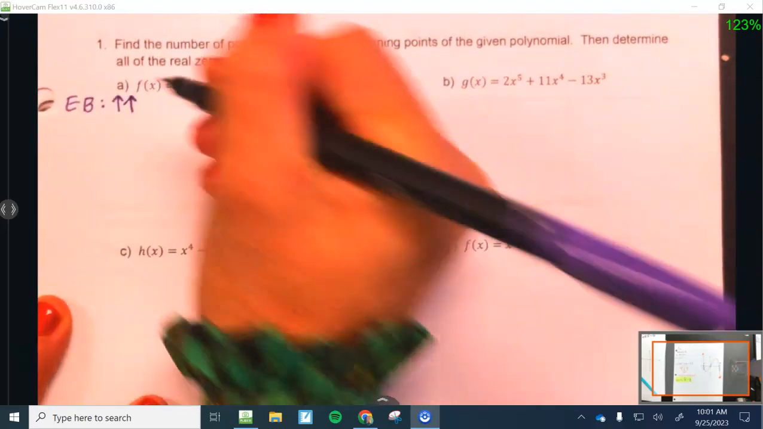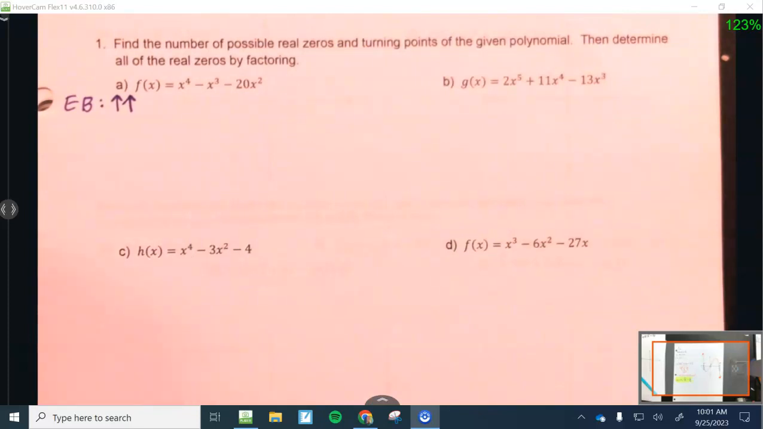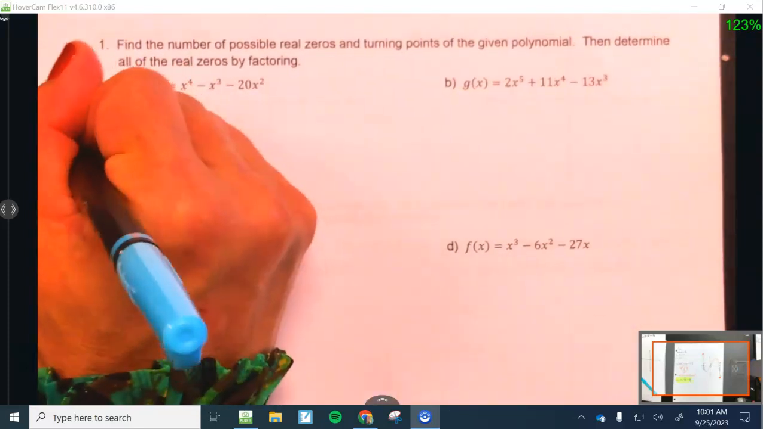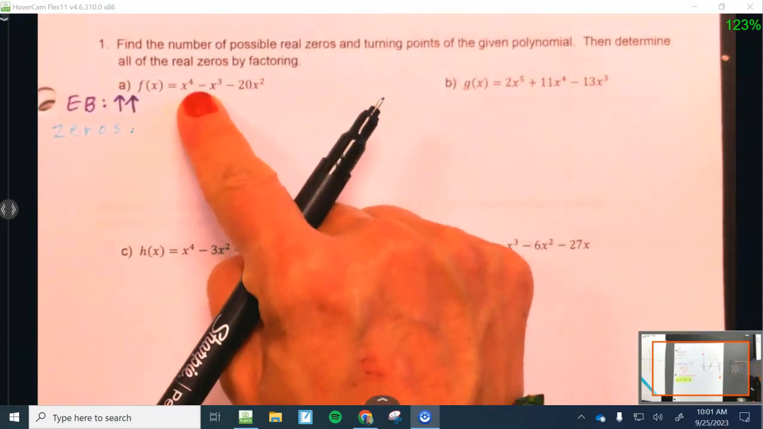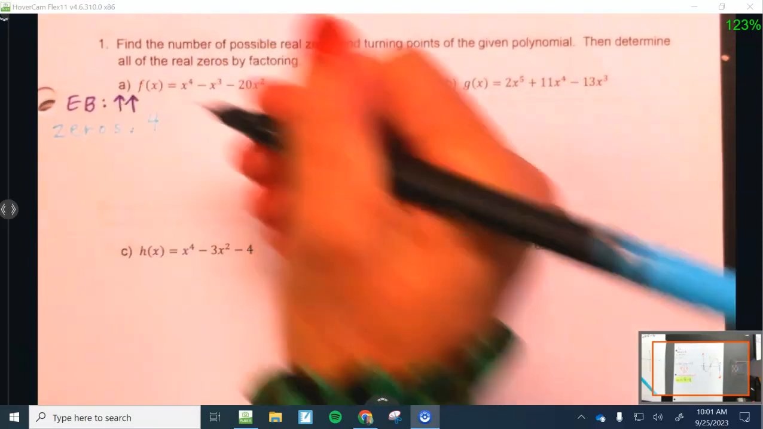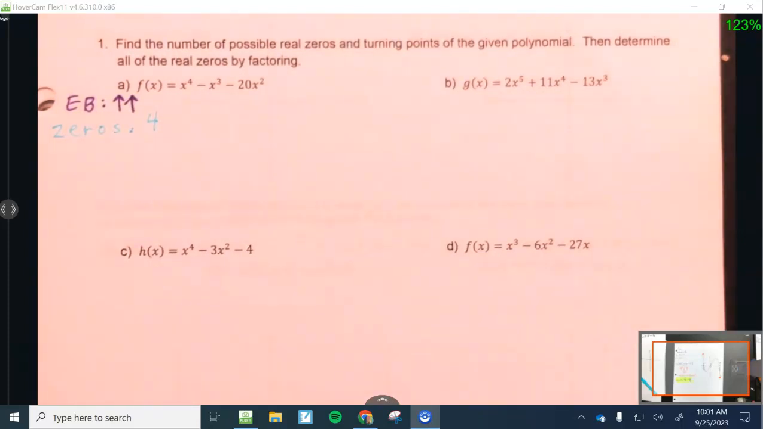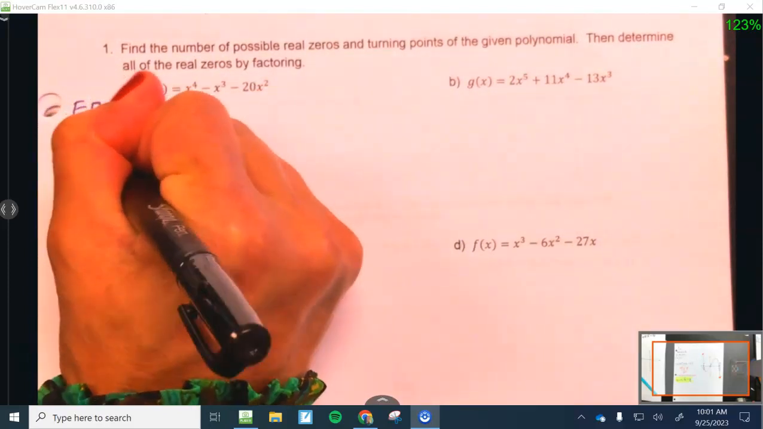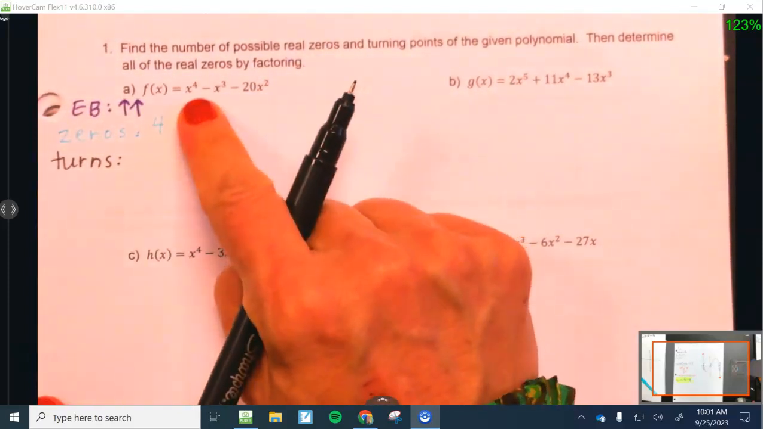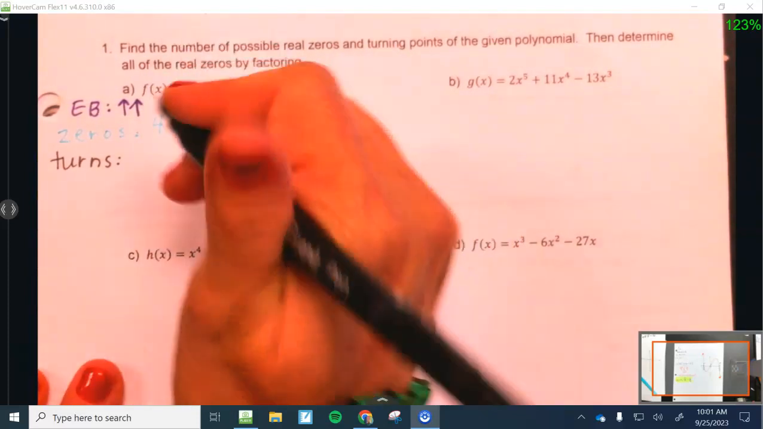Let's just draw this. Good. The number of zeros is the highest degree. What is the highest degree? 4. That's how many zeros there are. We're going to go ahead and talk about the terms. We're not graphing it, but we can tell how many turns there will be. There's going to be a total of 3, because that's 1 less than the highest degree.